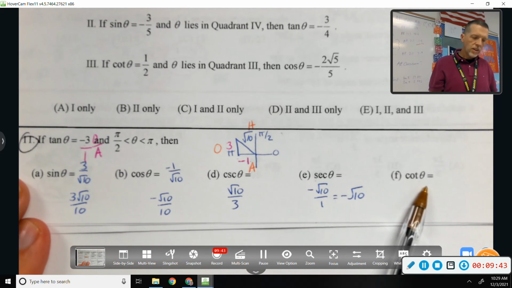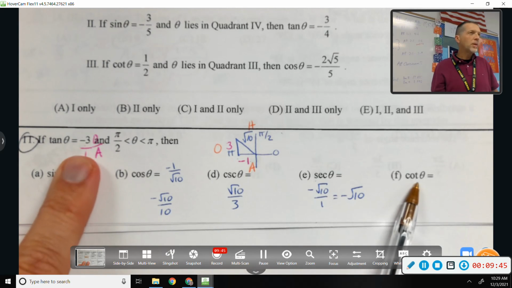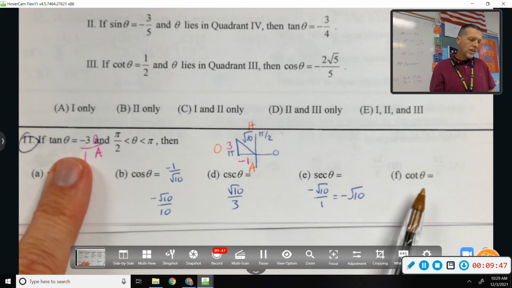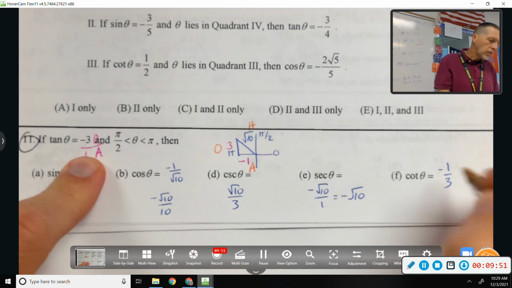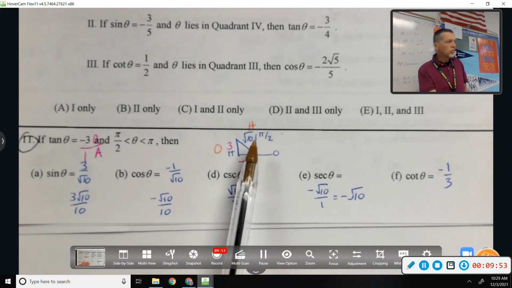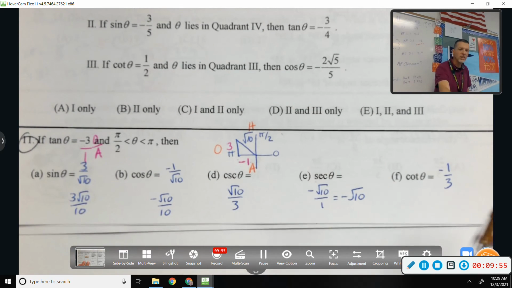Cotangent, I could have answered cotangent at the very beginning without any picture at all, because cotangent is the flip of tangent. So without knowing pictures or quadrants or anything, I could have flipped tangent and got cotangent correct.